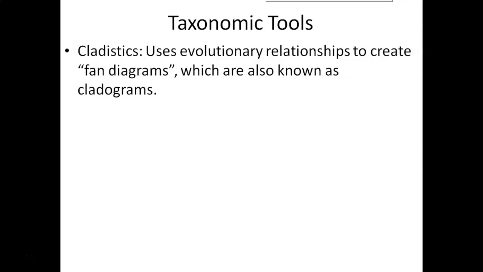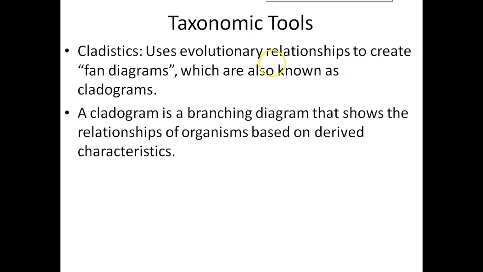Okay, so cladistics is a field of biology which uses evolutionary relationships to create what we call fan diagrams. Also, these are known as cladograms. And I'll show you a picture here in just a second. So a cladogram is a branching diagram that shows the relationships of organisms based on derived characteristics. Now the words derived characteristics, don't let those freak you out. That just means based on what they have in similarity.